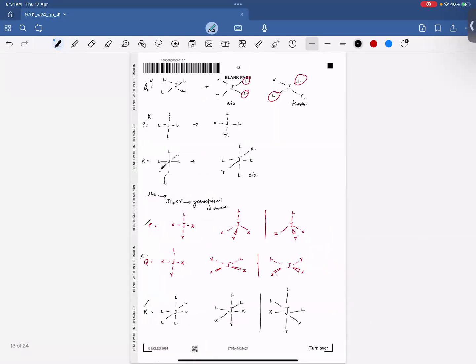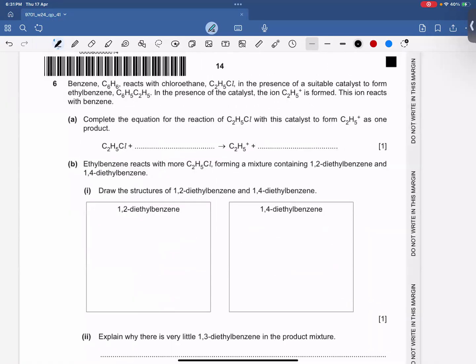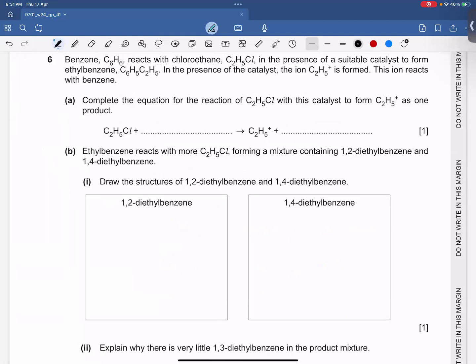Let's move on to the next question. Question number 6. Benzene reacts with chloroethane in the presence of a suitable catalyst to form ethyl benzene, which is basically an arene.